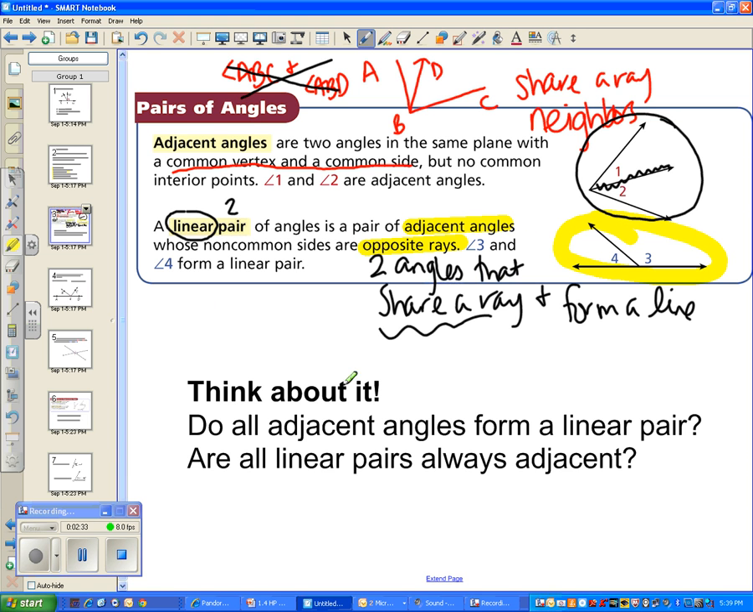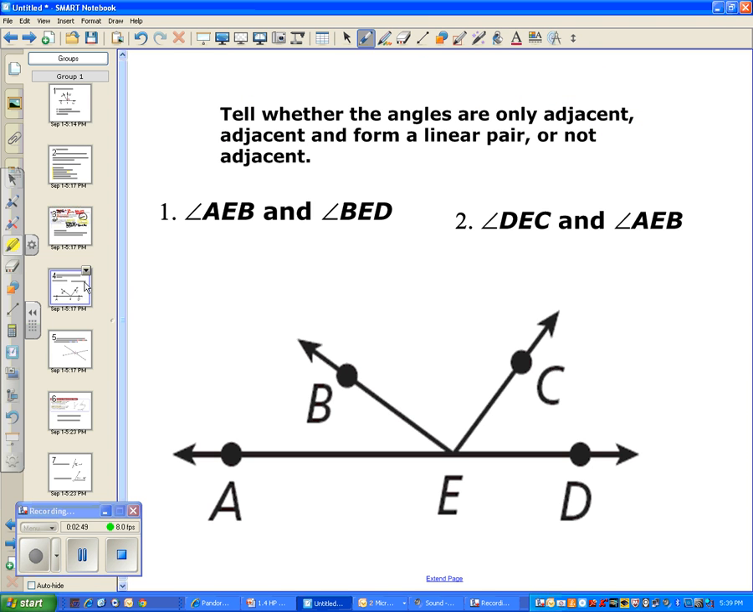Now I want you to think about this for a second. Do all adjacent angles form a linear pair, always and always? Do they always form a linear pair? And then the second thing I want you to think about is, are all linear pairs always going to be adjacent? So those questions are slightly different from each other. Think about it. We'll talk about it tomorrow.